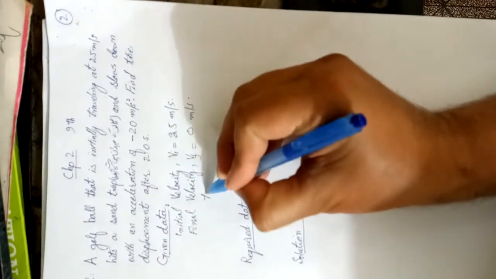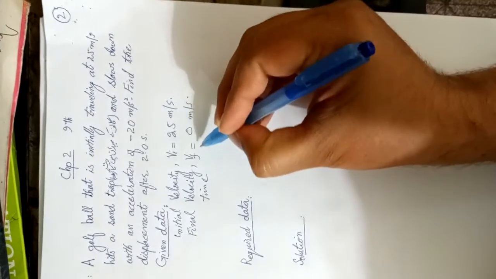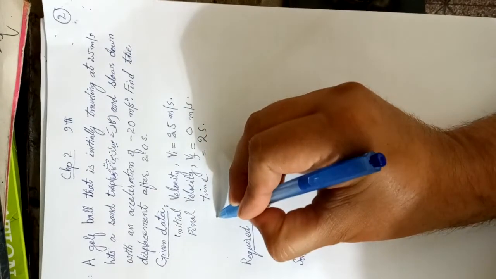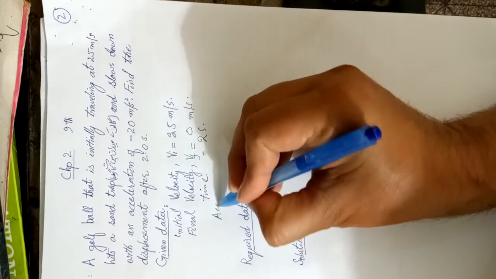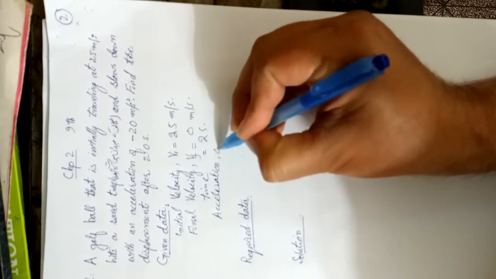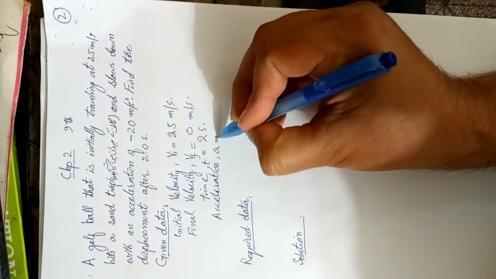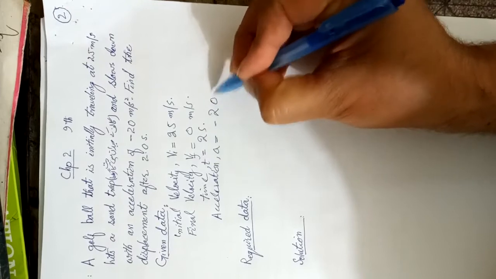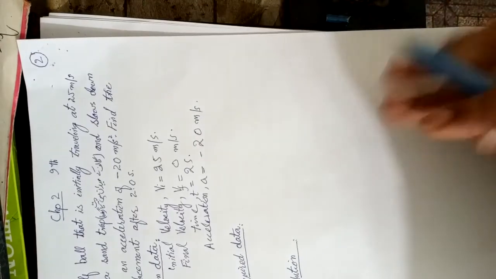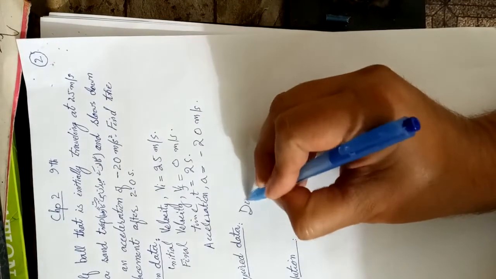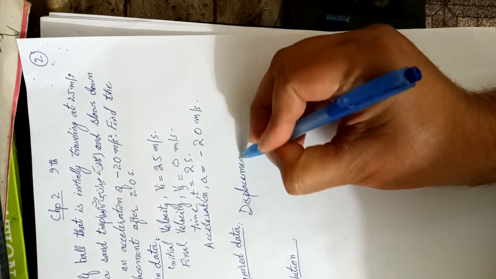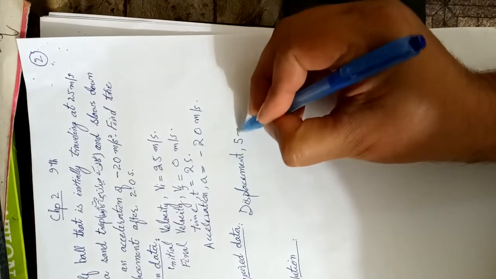And time is given, that is 2 seconds. Acceleration A is minus 20 meter per second square. Required data: we have to determine displacement, which is denoted by S.